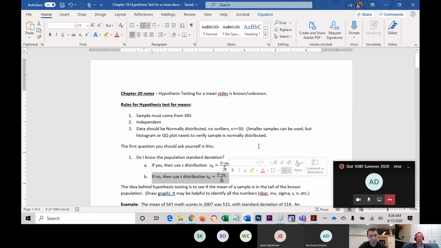Now, you'll notice here, my formulas are a little bit on the small side, okay? The difference between the z and the t is both numerators are x bar minus mu. The difference is the denominator. With the z-score, you use sigma. With the t-score, you use s. And in both cases, we're dividing it by the square root of n.